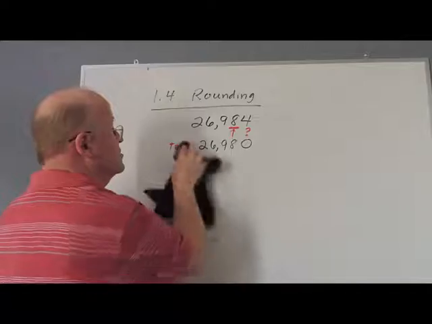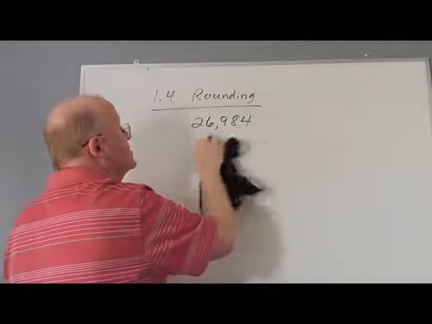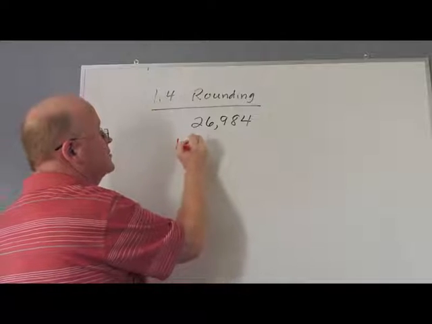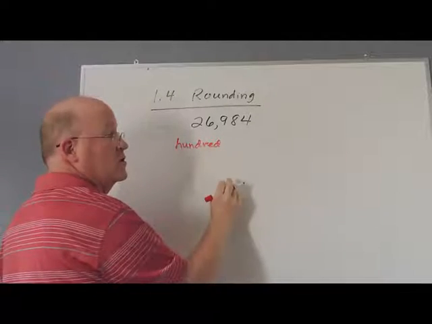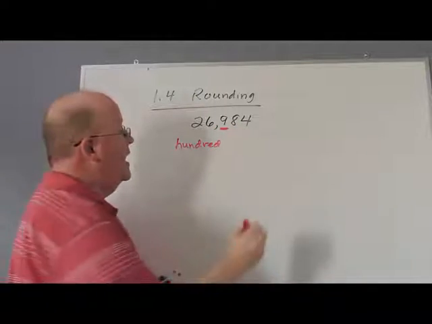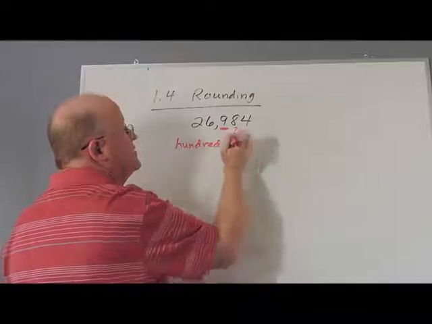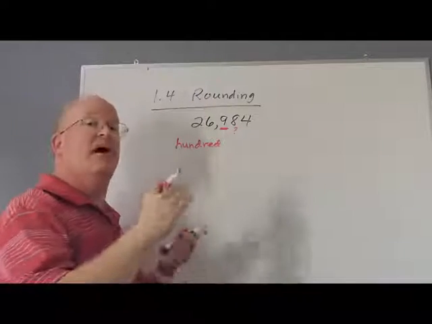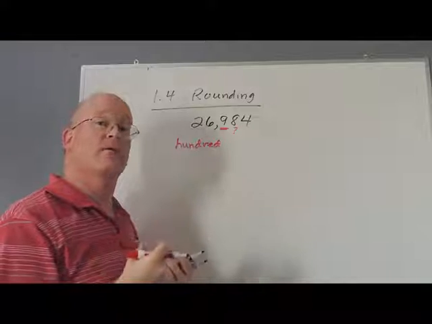So I'm going to change this right now. I'm going to erase that off, and instead of rounding to the nearest 10, we're going to round to the nearest 100. Well, I want to first identify the digit that's in the hundreds column. That's 9. And then the 8 after it helps me decide whether to round up or down. Since that's in the 5 through 9 category, we're going to round up.